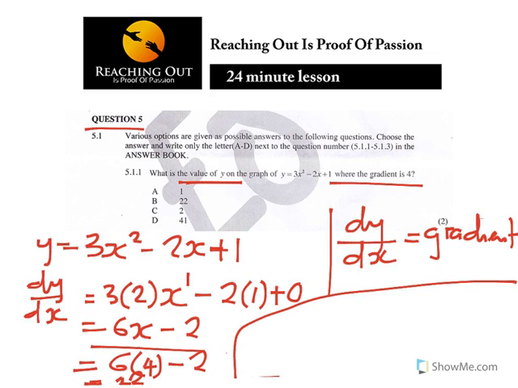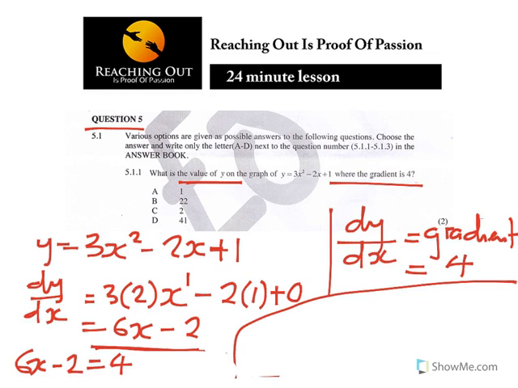So in this case, what they're saying is, where the gradient is 4, x is not 4, but the gradient is 4. So this is the wrong method here. What we're supposed to do is, remember, dy over dx is the gradient. Now they told us the gradient is 4. So dy over dx is equal to 4. So in this case, you have 6x minus 2 is equal to 4. So when you transpose, you are going to have 6x is equal to 6. And what is your x now? Divide by 6 both sides. x is equal to 1.